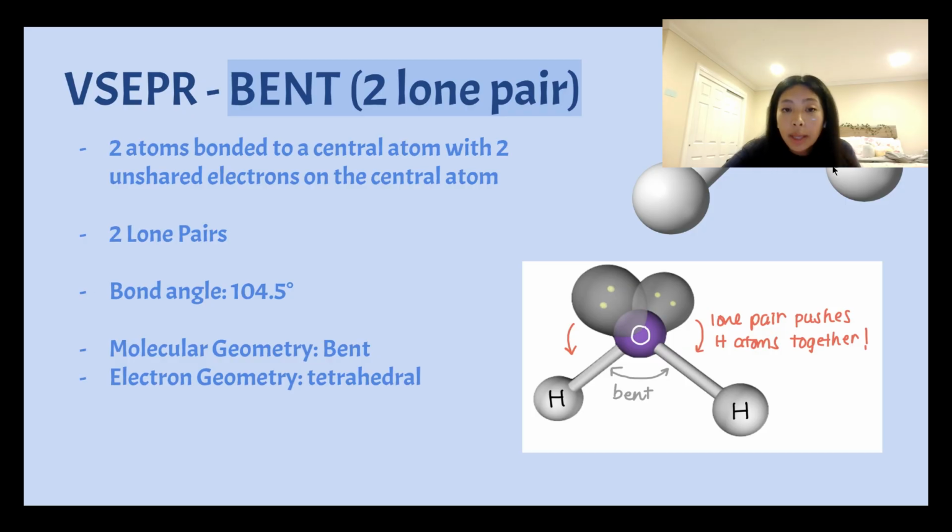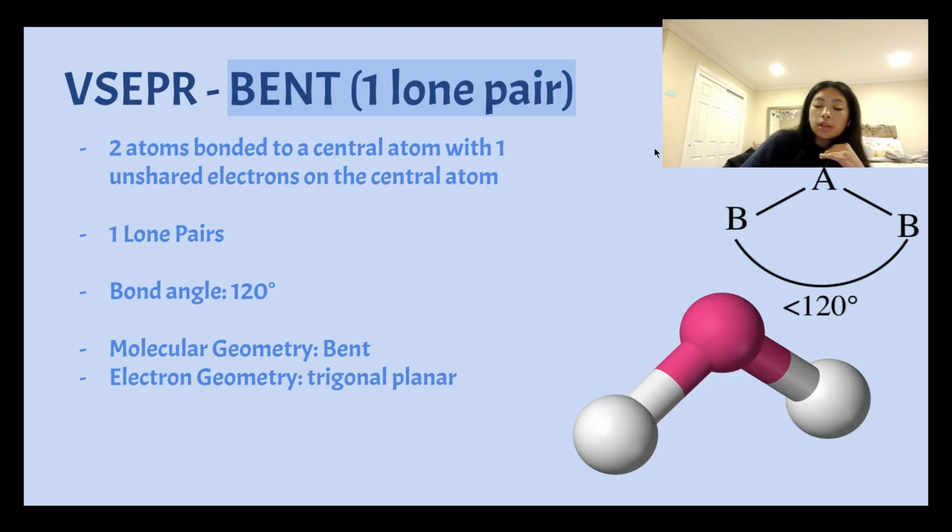Okay, our next shape is bent with 2 lone pairs. So this is when 2 atoms are bonded to the central atom with 2 unshared pairs of electrons on that central atom. So that means there are 2 lone pairs, and the bond angle is 104.7. The molecular geometry is bent, and the electron geometry is tetrahedral. We'll go over tetrahedral after this. But again, the molecular geometry looks like this. It's the same as the previous one.